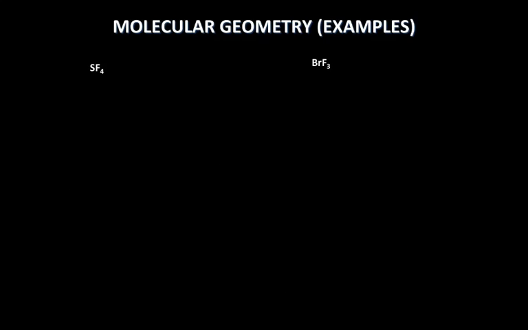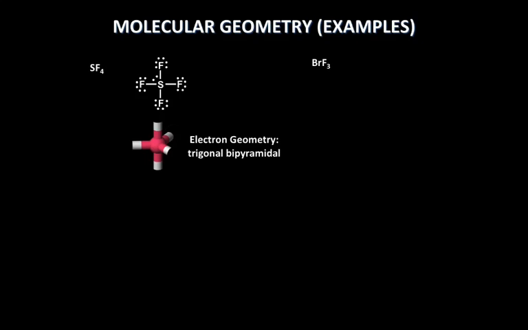Now, let's look at a couple more, slightly more complicated examples. SF4 and BrF3. So SF4 has that Lewis structure. We have 4 fluorine atoms and 1 unshared pair of electrons. So we've got 5 groups of electrons around the sulfur, which gives us an electron geometry that looks like that. And that electron geometry we refer to as trigonal bipyramidal, sort of 2 pyramids with a 3-sided base. That's where the trigonal bipyramidal comes from. So now there's a question about where to put the unshared pair.